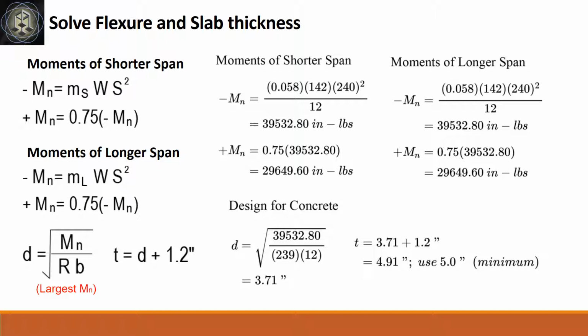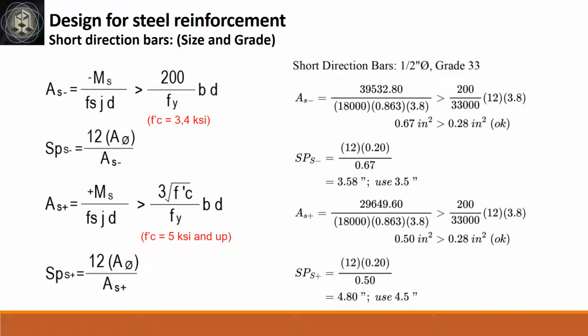Add 1.2 inch cover for 4.91 inches. Round up to 5 inches for total depth. Solve the area of steel in the short direction given negative moment equals 39,532.8, positive moment equals 29,649.6, j equals 0.863, and d equals 3.8.